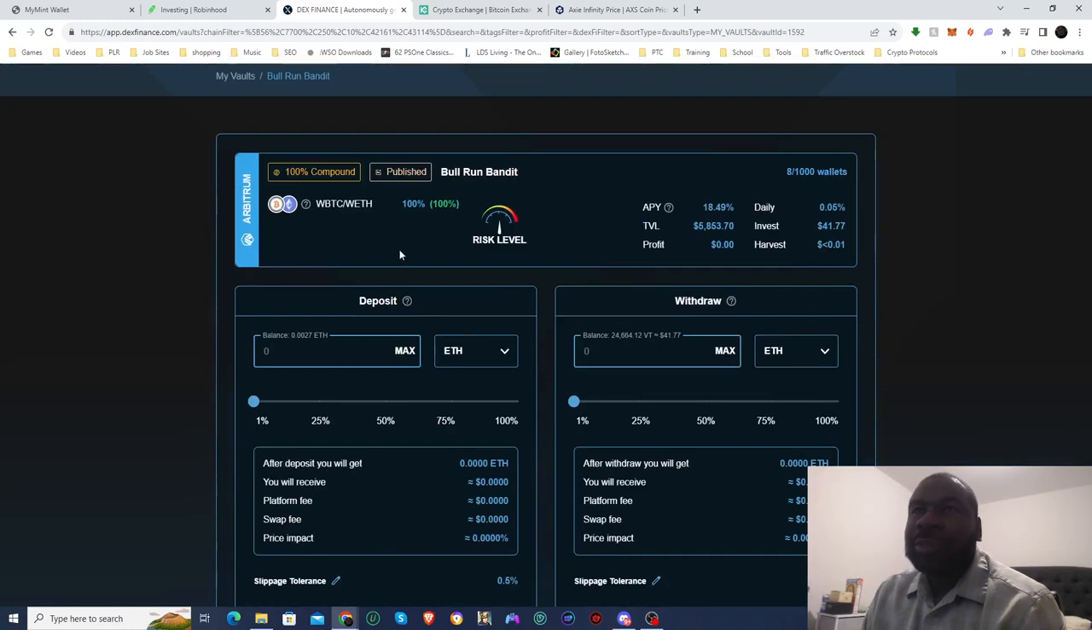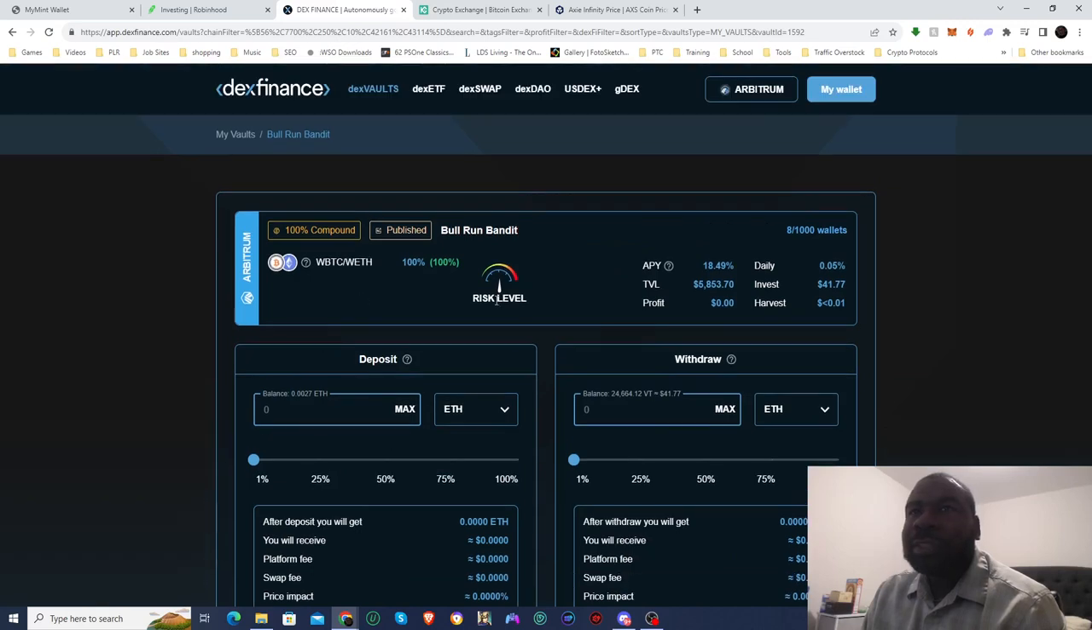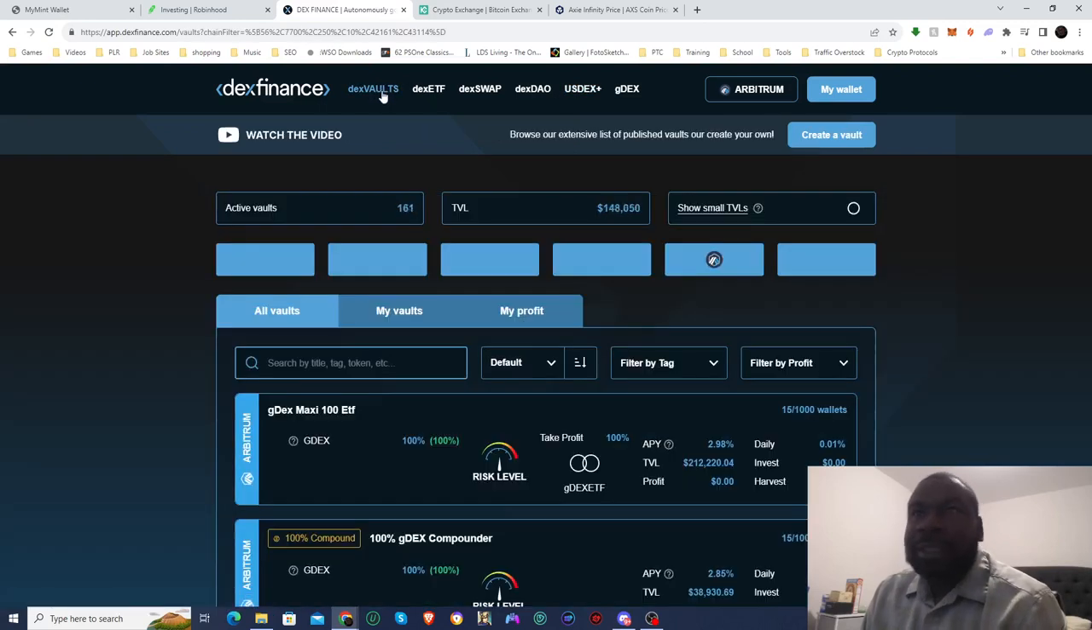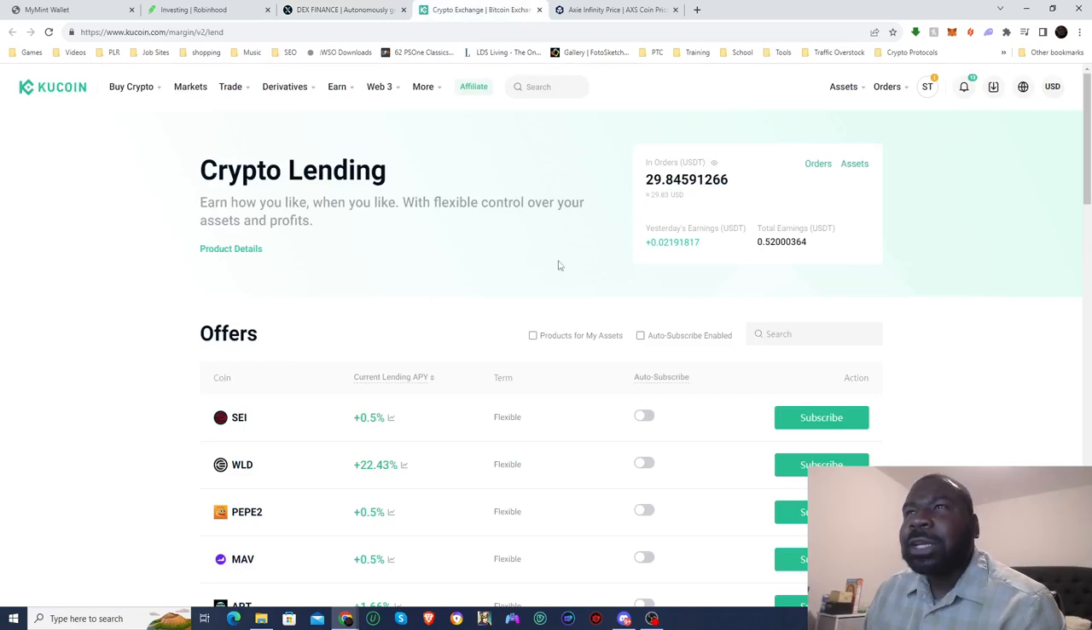We are down with our investment in the DEX vault, but we're still way up on the US DEX stakes. So that's fine. We're kind of breaking even there. So jumping into crypto lending as the light comes back on.